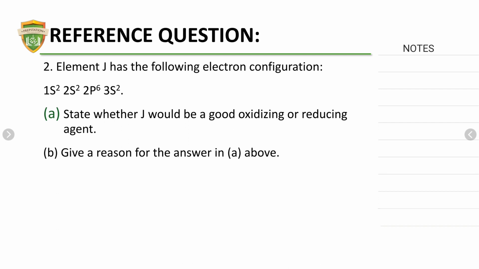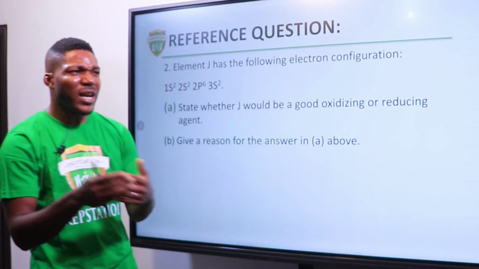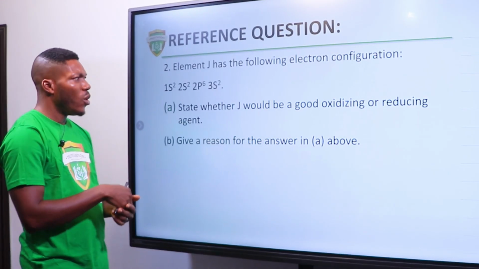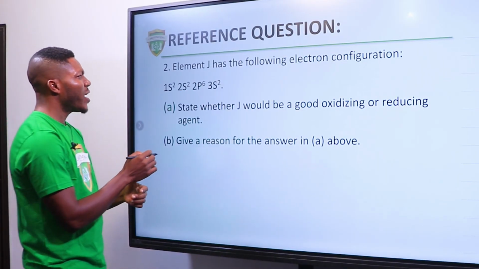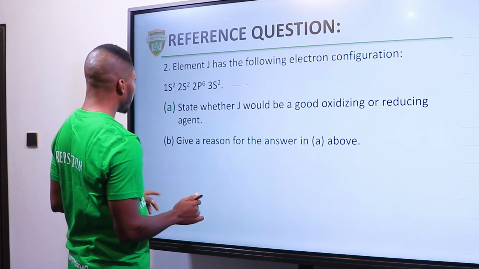Element J has the following electron configuration: 1s2, 2s2, 2p6, and 3s2. The question is, state whether J would be a good oxidizing or reducing agent. Then the following question is, give a reason for the answer in A above. There must be a reason behind this. So it's very simple. First of all, remember what is an oxidizing agent and what is a reducing agent, and why it is so. Now go back to the question, what is J? If you can identify J, it will give you a clue on what you're supposed to do.